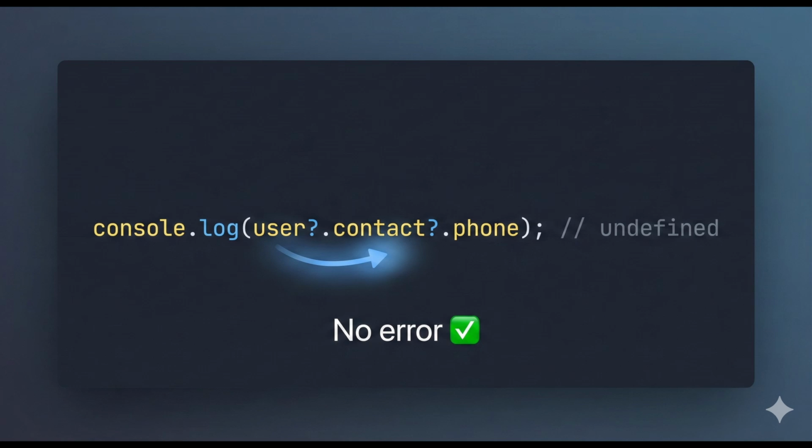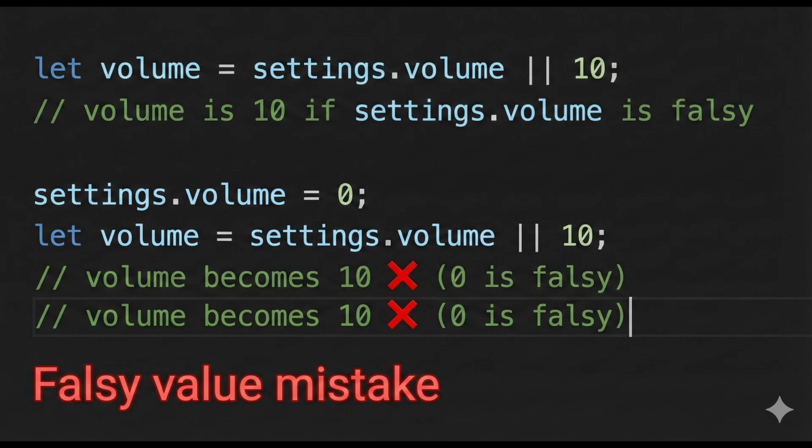Now, let's talk about defaults, because this is where people often make mistakes. Here, we're setting a volume value using the logical OR operator. It looks fine at first, but watch this. If volume is 0, an actual valid value, JavaScript treats it as false and replaces it with 10. That's not what we want.